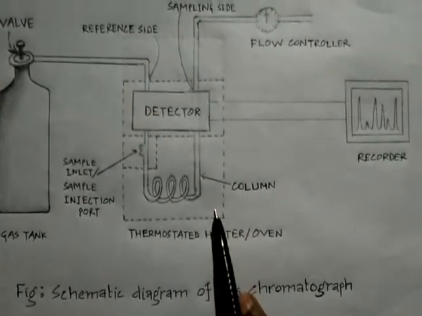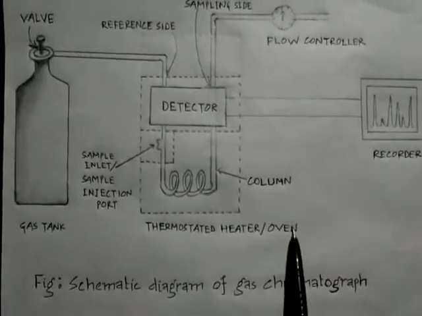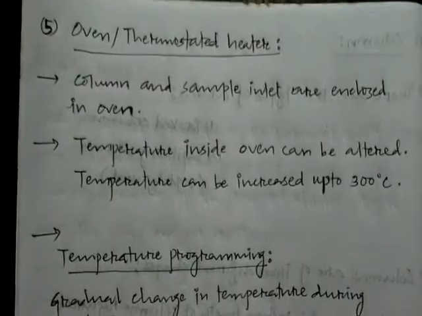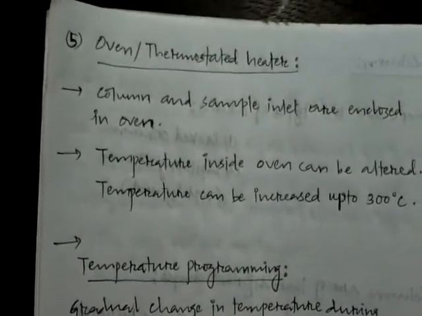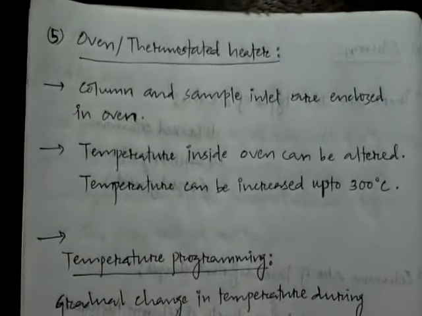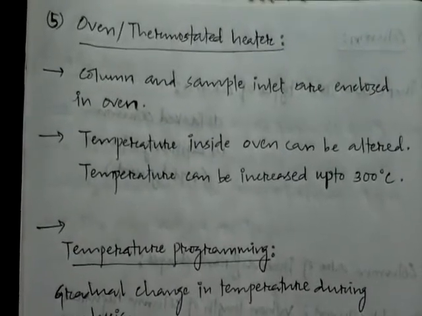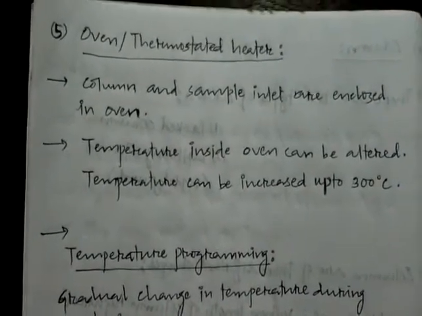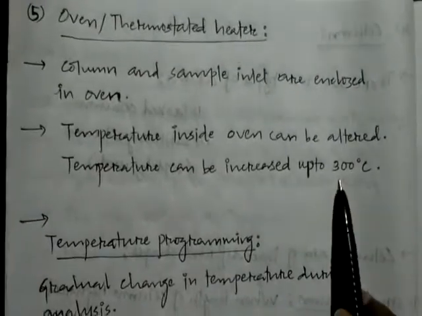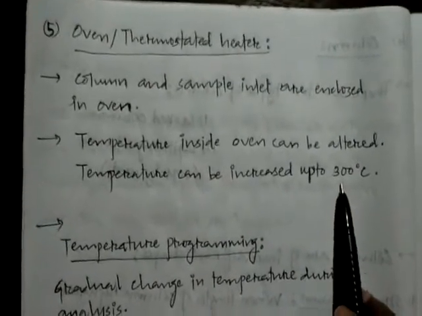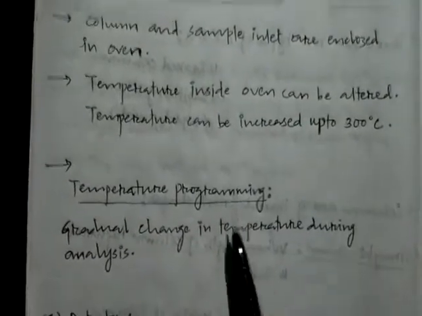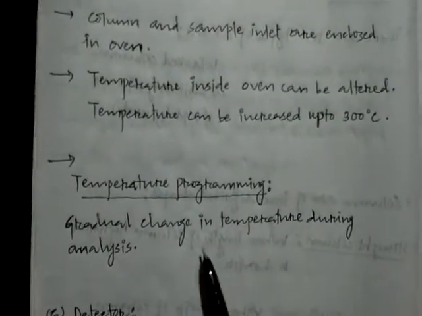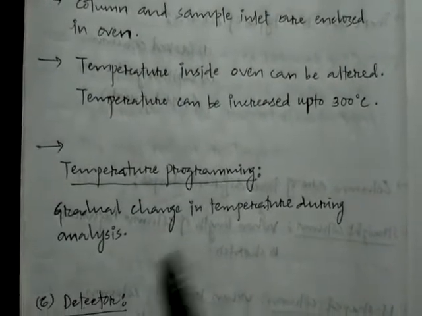The fifth component is the thermostated heater or oven. The column and sample inlet are enclosed in a chamber known as the oven. The temperature inside the oven can be altered as per the requirement. The temperature can be increased up to 300 degrees Celsius. Now, regarding temperature change, there is a term called temperature programming. Temperature programming means gradual change in temperature during analysis.